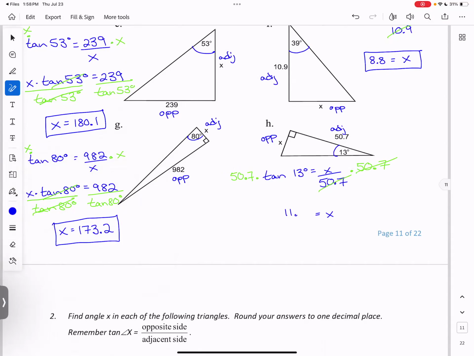So those are all of the side length problems. And then next it asks you to solve some angles. So give those a try and come on back for the next video if you want to do them together.